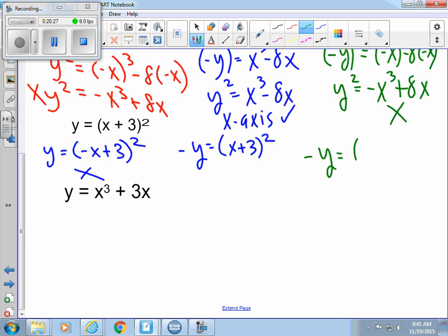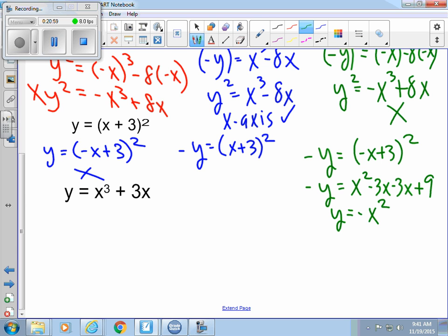Negative y equals negative x plus 3 squared. So this is the one that I may be the most unsure of. I can, if I really want to, FOIL that out really quick and see what it looks like. Negative x times negative x is x squared. Outer I get negative 3x. Inner I get negative 3x. Last I get plus 9. Divide everything by negative 1.